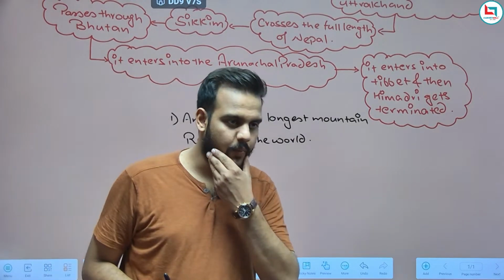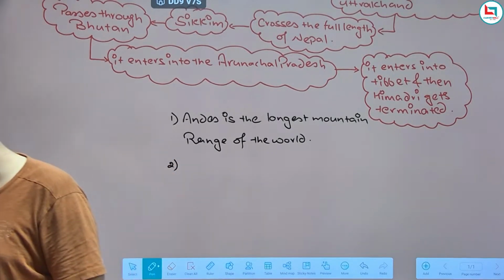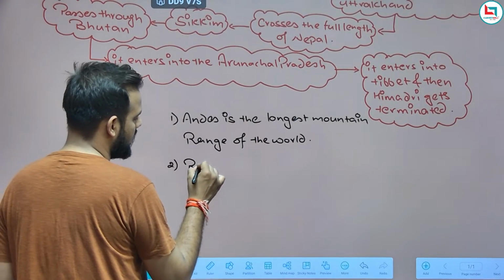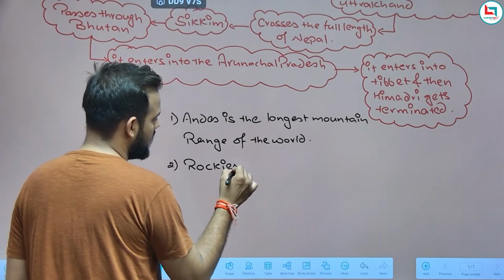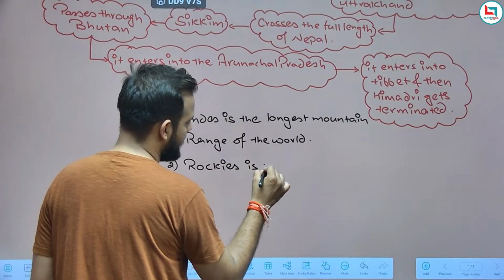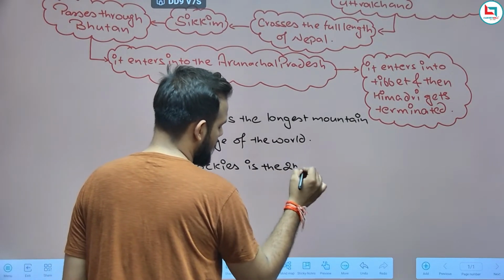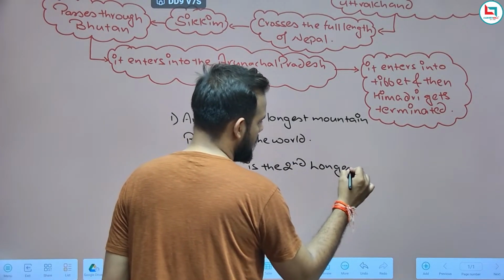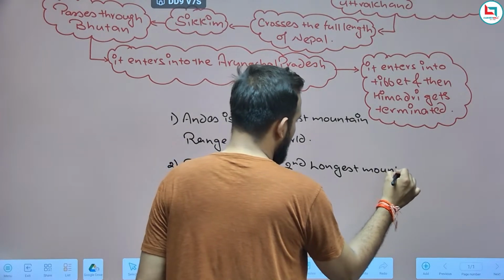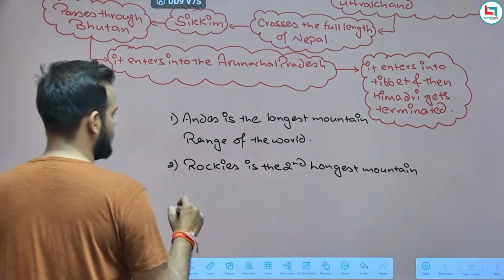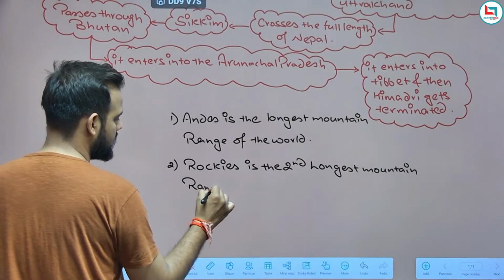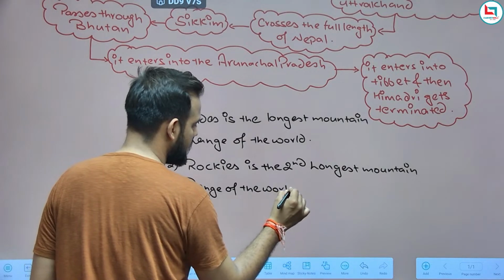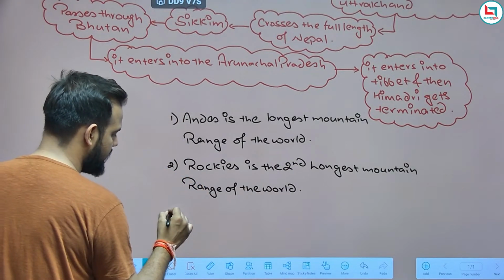Next, when we talk about the next longest mountain range, it is the Rockies. The Rockies is the second longest mountain range of the world.